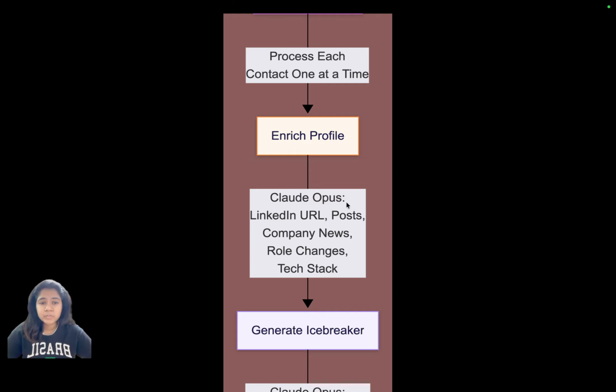This is the Claude Opus model, by the way. Opus is slower and costs a bit more, but for this step, you want depth. You want the AI to actually understand who this person is before it writes anything. So go with Claude Opus.